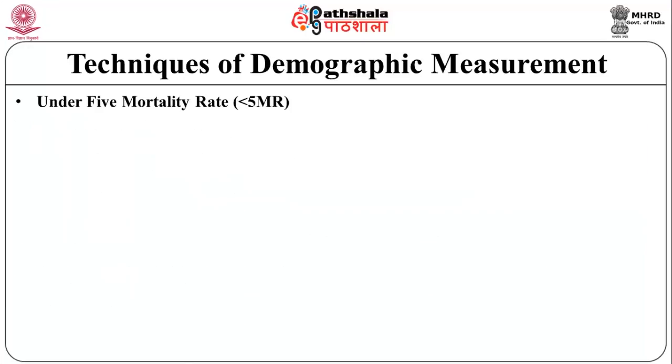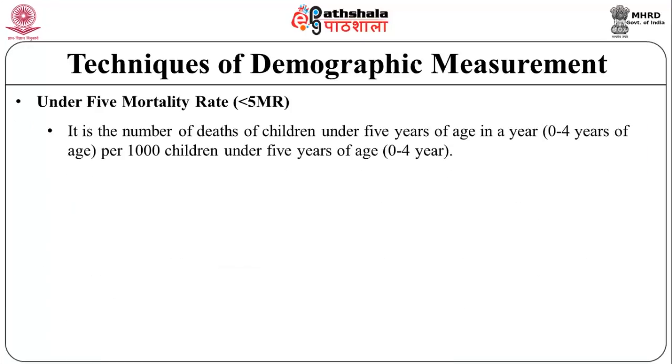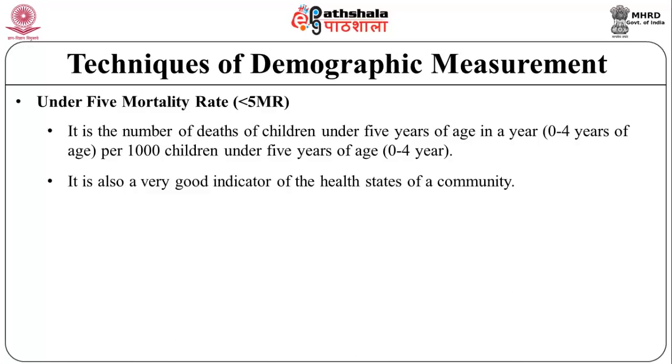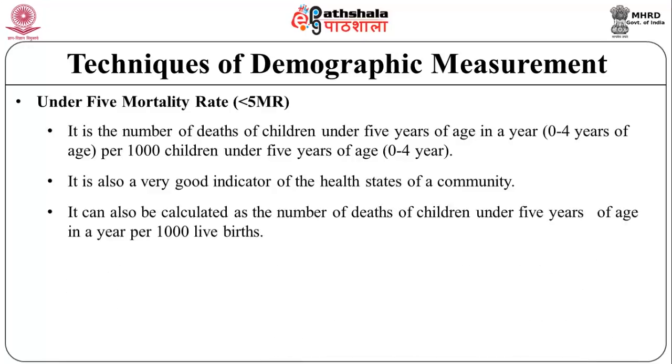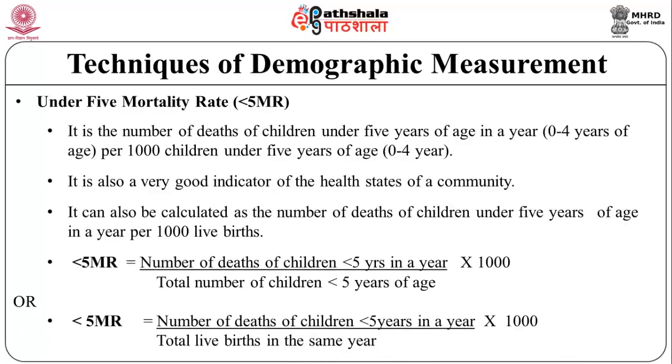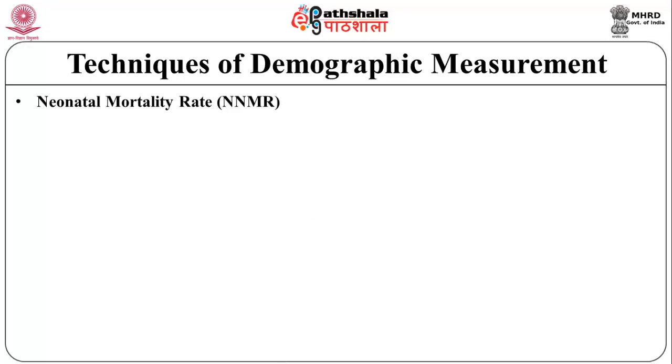Next is under 5 mortality rate. It is the number of deaths of children under 5 years of age in a year per 1,000 children under 5 years of age. It is also a very good indicator of the health status of a community. It can also be calculated as the number of deaths of children under 5 years of age in a year per 1,000 live births.